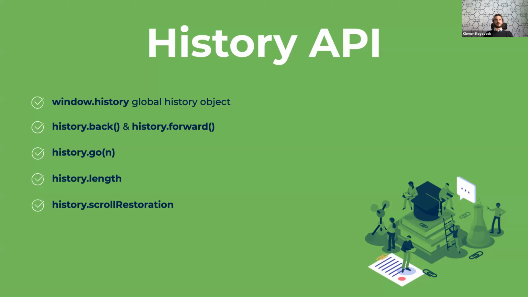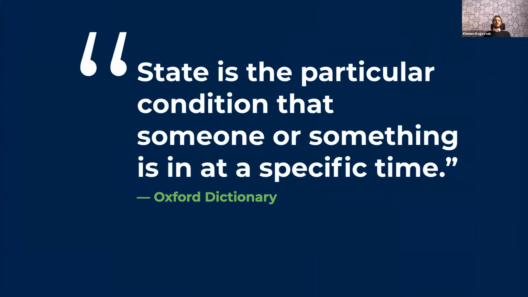But then there's a whole other dimension of things we can do. And the first thing that opens that all up is the state. It's just a representation of state, and we can put anything in it. We can push it or we can replace it. But what is state anyway? I found a definition in the Oxford Dictionary that states that state is the particular condition that someone or something is in at a specific time.